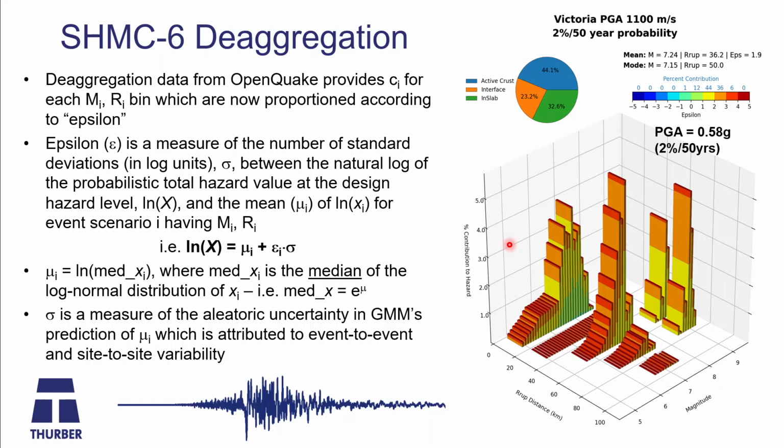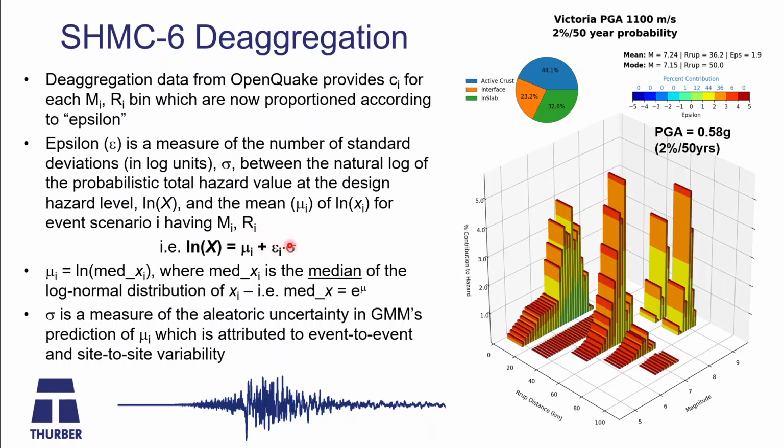What these colors are representing is the distribution of epsilon. So what's epsilon? Epsilon is the number of standard deviations between the natural logarithm of your aggregated hazard value, the one we've been using for design, the 2% in 50-year value of 0.58 G. Take the ln of 0.58 G in this case.